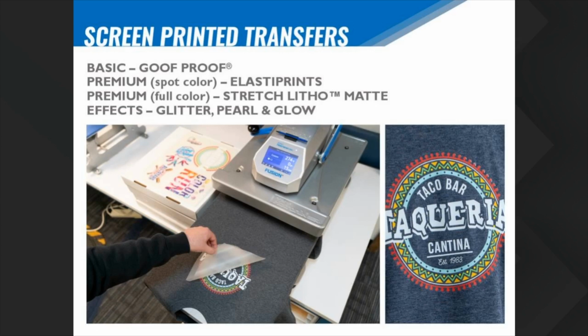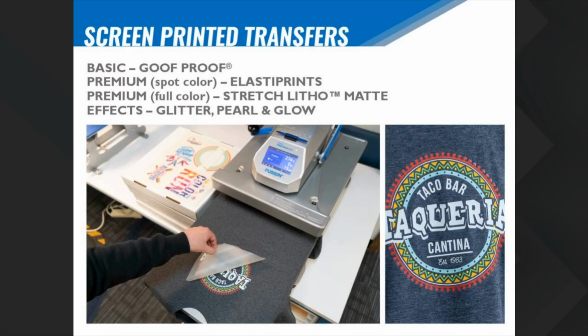Now we're going to dive into the Stretch Litho Mat, which is also one of my absolute favorite products, especially out of Transfer Express. The image that you see here, the taco bar cantina logo, is actually our Stretch Litho Mat. And if you look just to the left of the Fusion IQ heat press there, you can see the gang sheet. So again, we produce in gang sheets at Transfer Express.